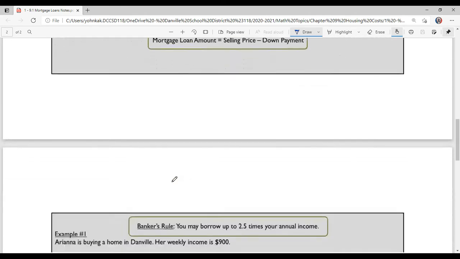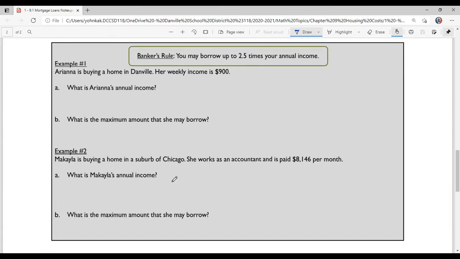Now, there is such a thing as the banker's rule, which started a long time ago. The banker's rule says that you may borrow up to 2.5 times your annual income. So if you know how much you make a year, you could multiply it by 2.5, and that'll tell you what the maximum amount is that you may borrow.